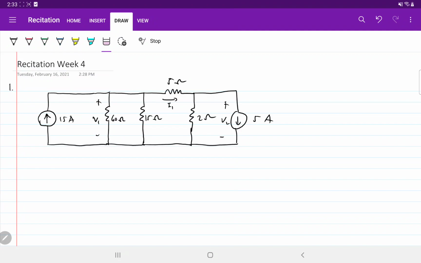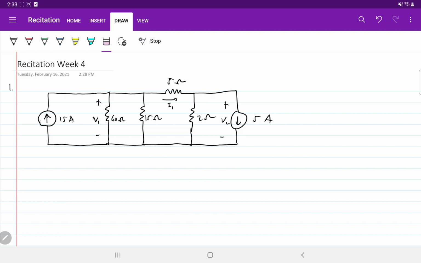Today I will be solving some problems, and the main focus of this recitation is to show you how to use node voltage and mesh current techniques to solve some simple circuits.